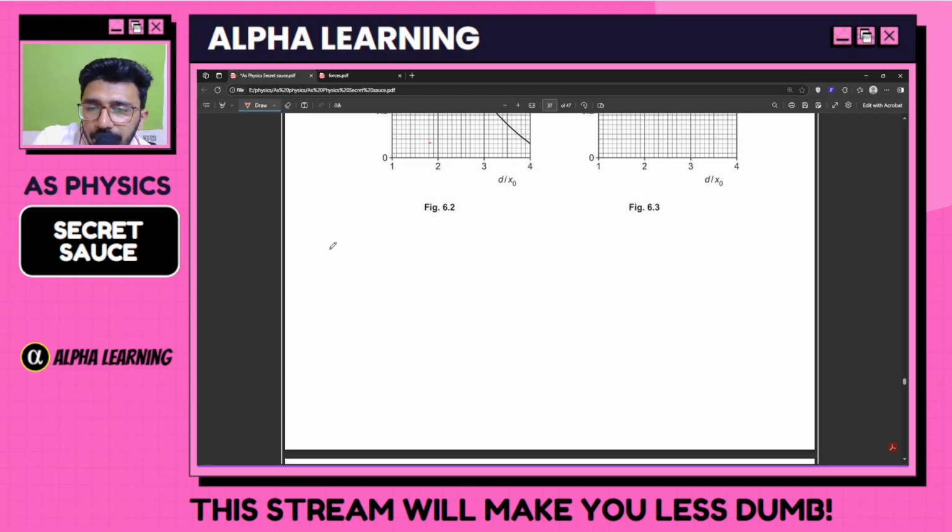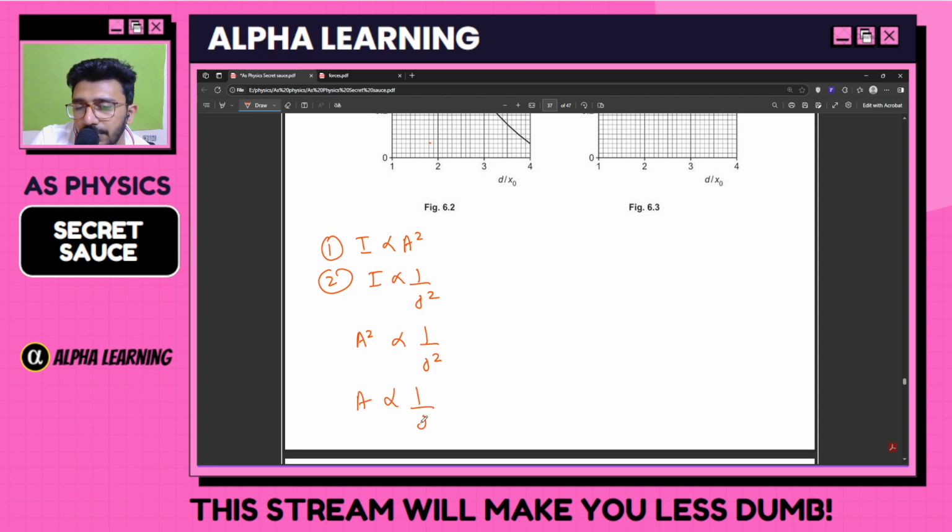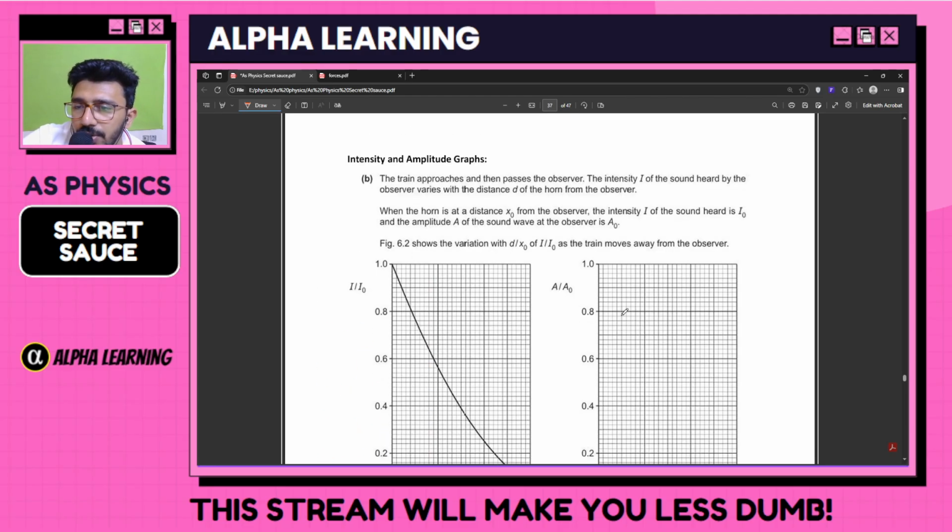So first thing right off the bat, you must remember one thing. Intensity is directly proportional to amplitude squared and intensity is inversely proportional to d squared. Perfect. You will utilize both these equations to say amplitude squared is inversely proportional to d squared. Take square root on both sides. Amplitude is inversely proportional to d, the formula that you will use here. So initially, if your intensity is 1, your amplitude will also be 1.